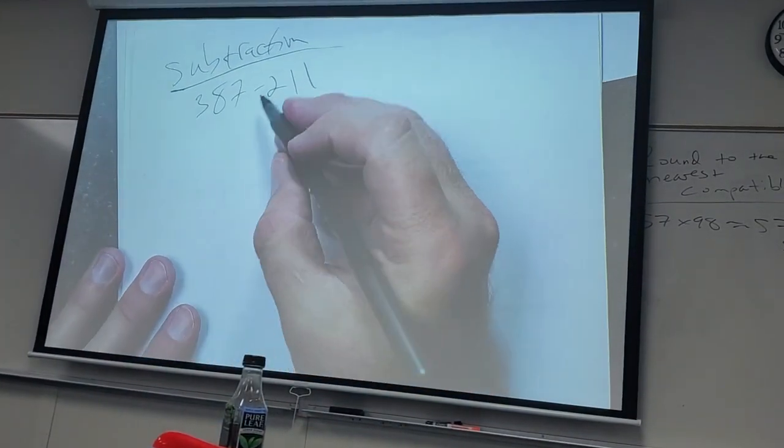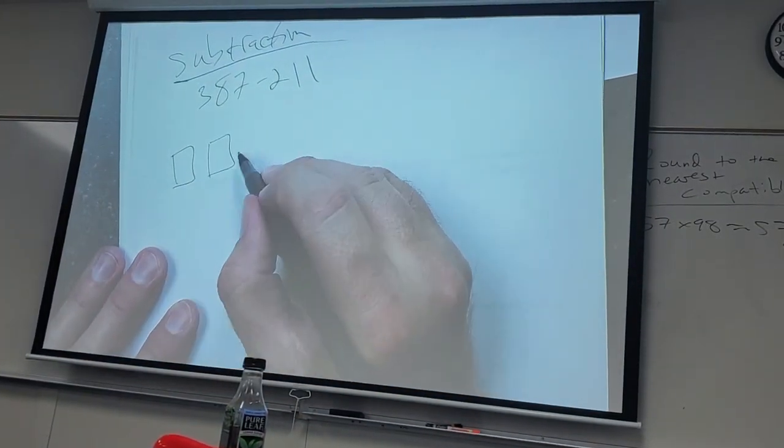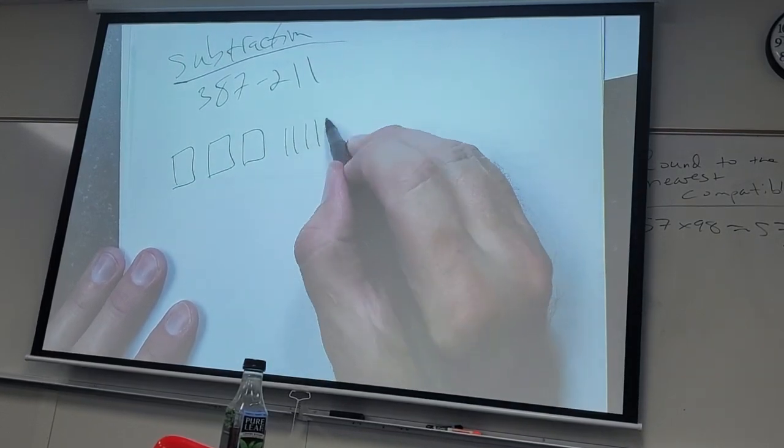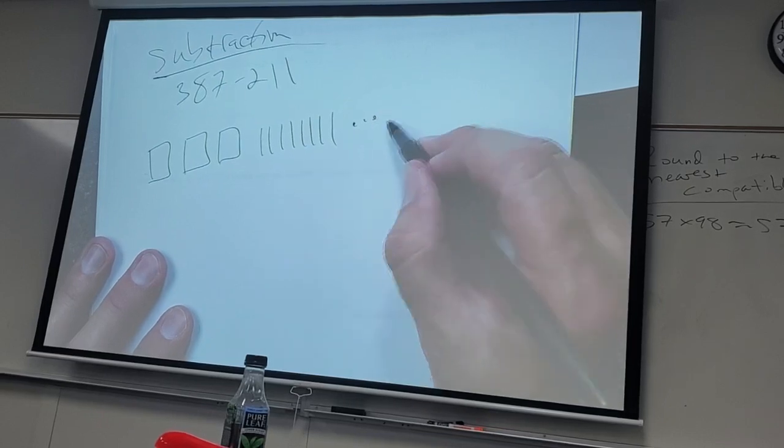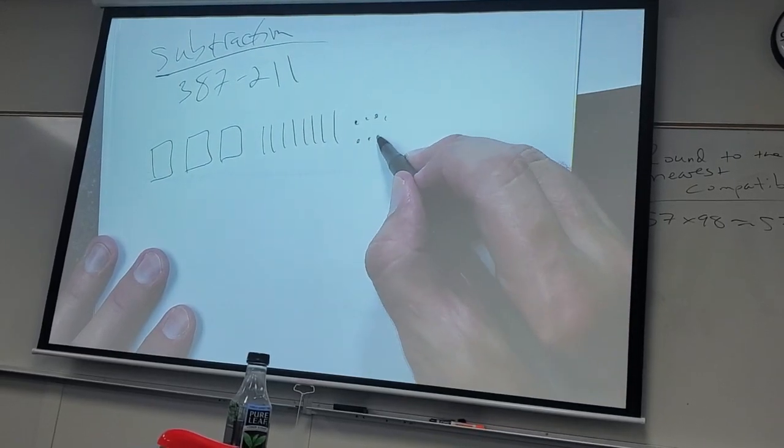I'm going to represent 387, so 387 would be 3 flats, 8 longs, and I almost did heel bones and such. Okay.